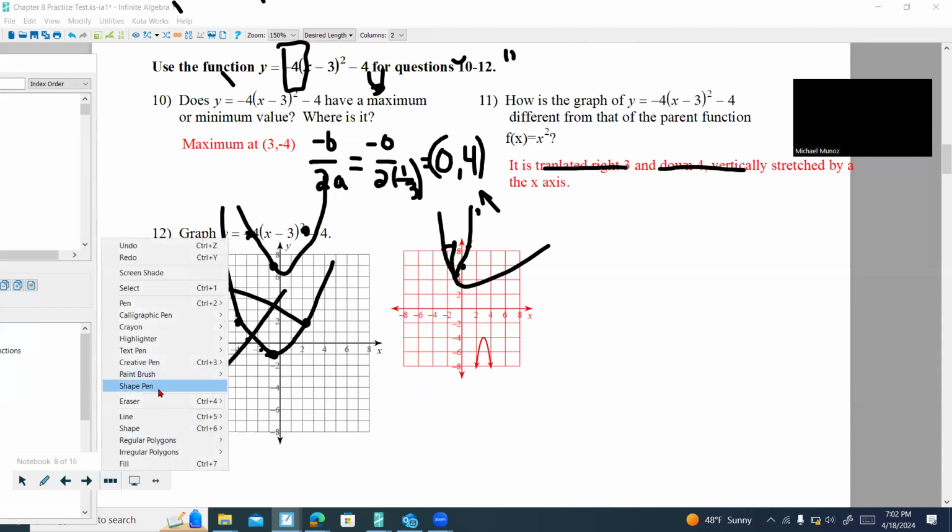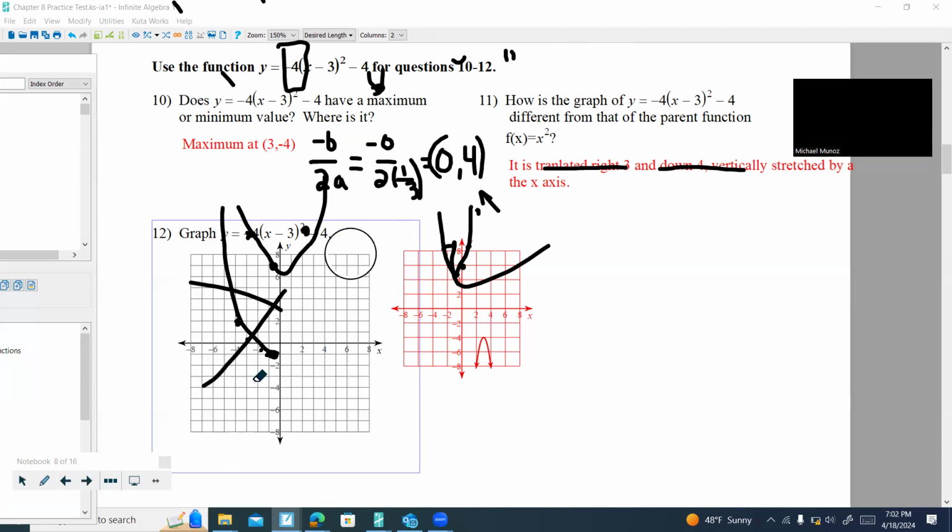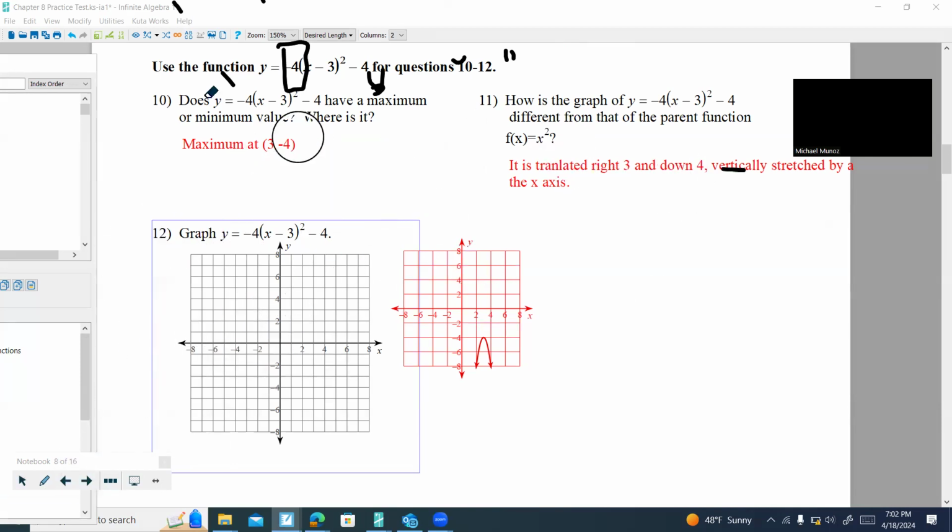So I'm going to attempt to erase these again. Why is it so difficult?